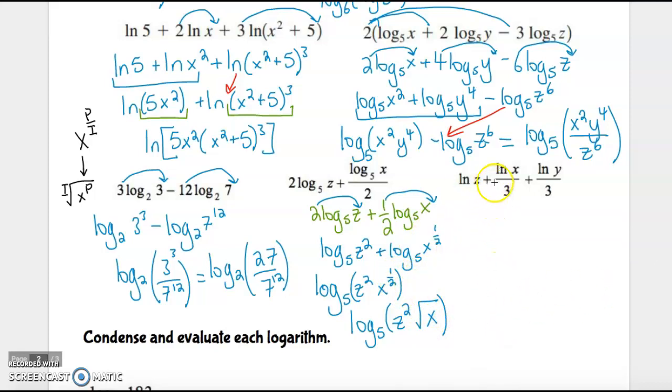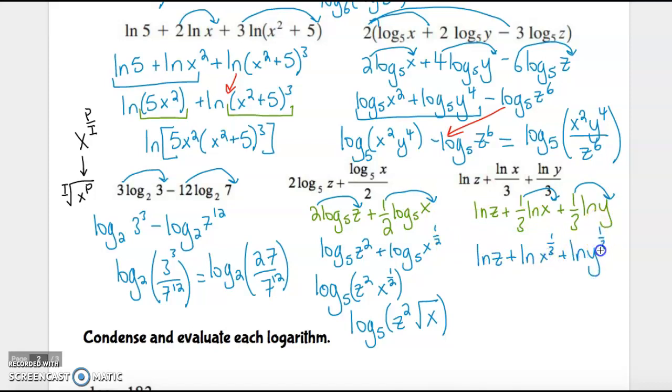All right, for this example, we're going to do the same thing here that we did with this logarithm. These natural logs, we're going to rewrite them in a way that puts that division by 3 as a constant multiple up front, so it's really 1/3 natural log of x plus 1/3 natural log of y. And then now I notice this doesn't have any constant multiples, but this one does. So I'll have natural log of z plus natural log of x to the 1/3 power plus natural log of y to the 1/3 power.